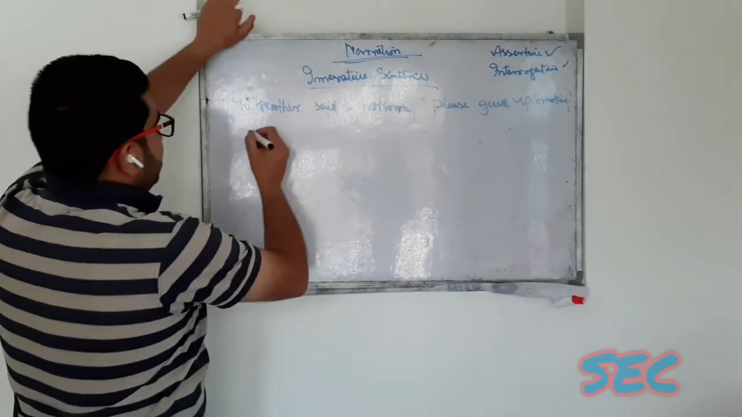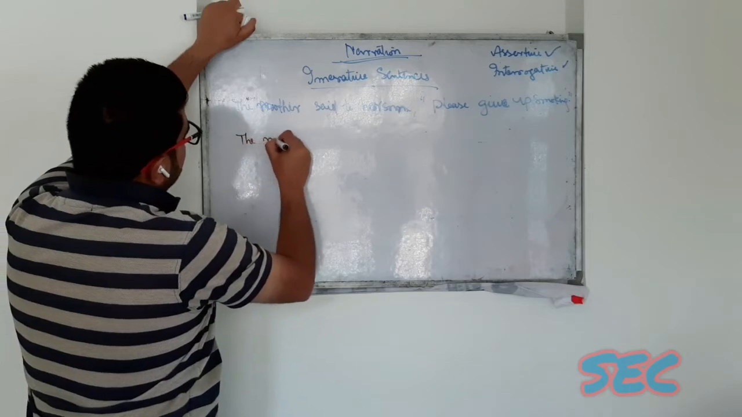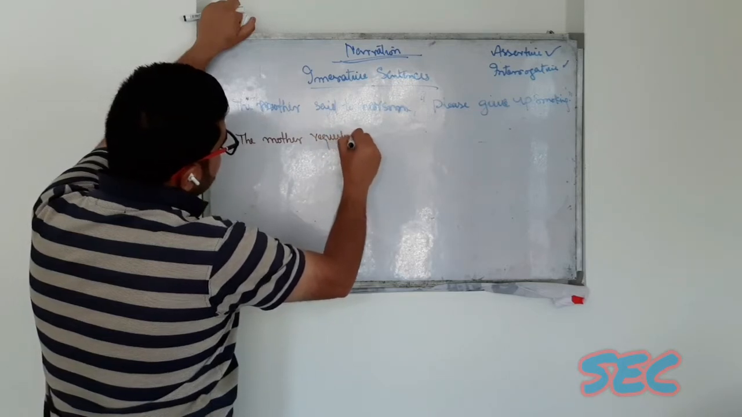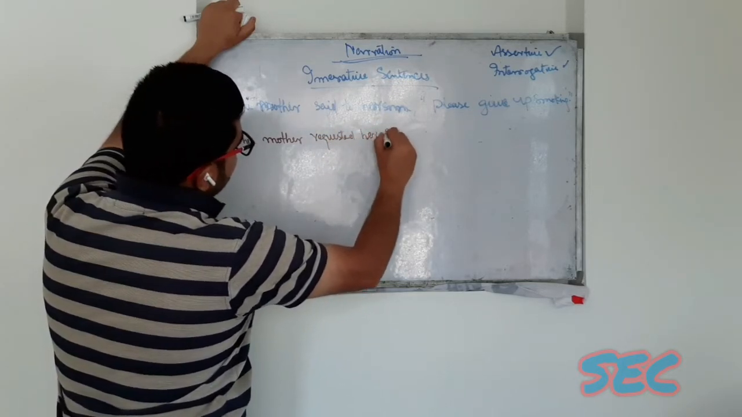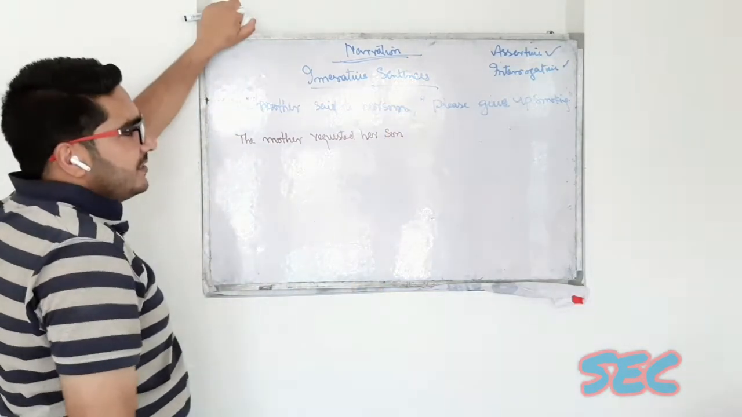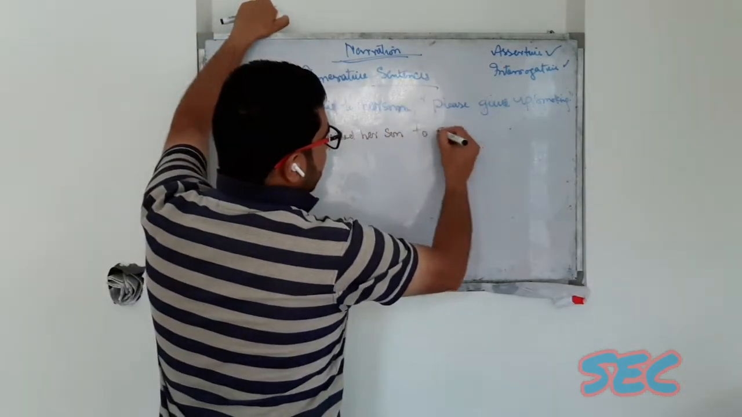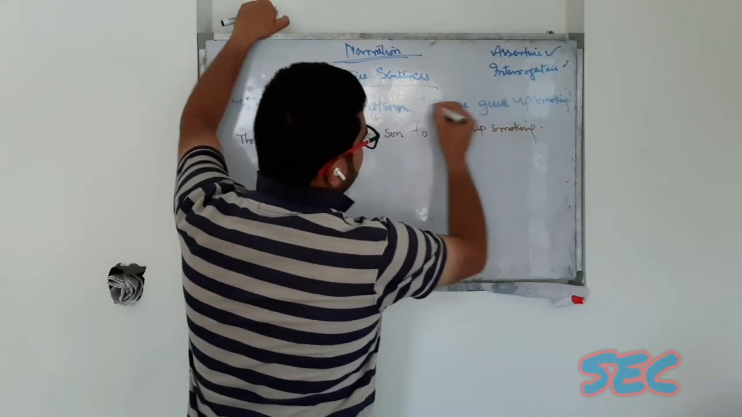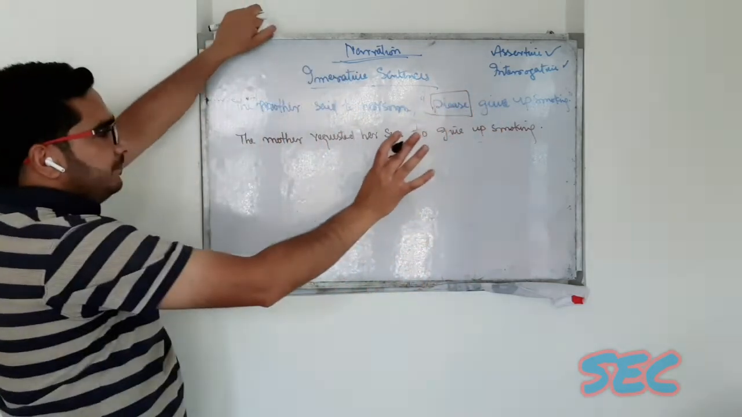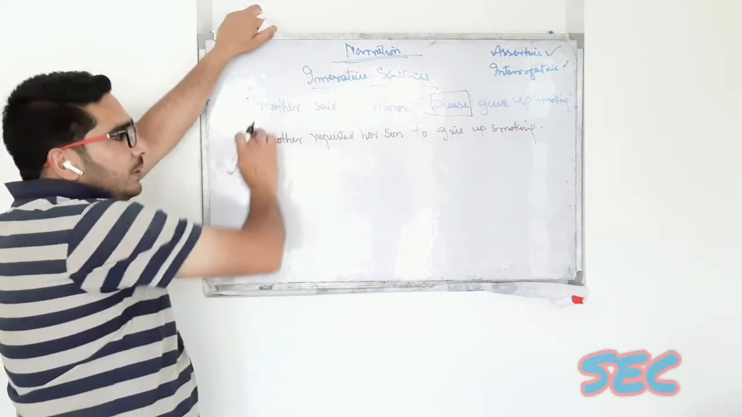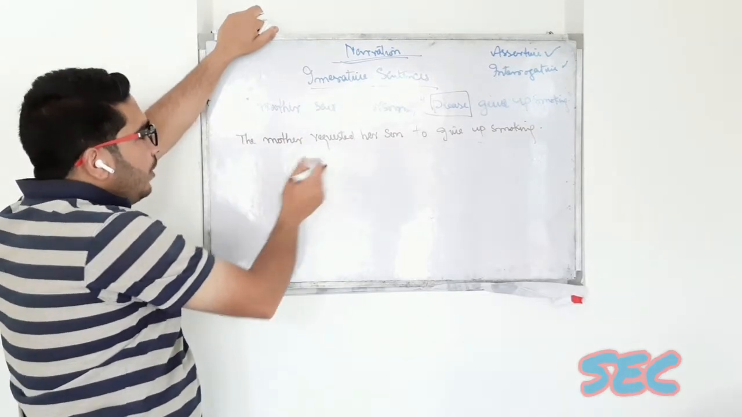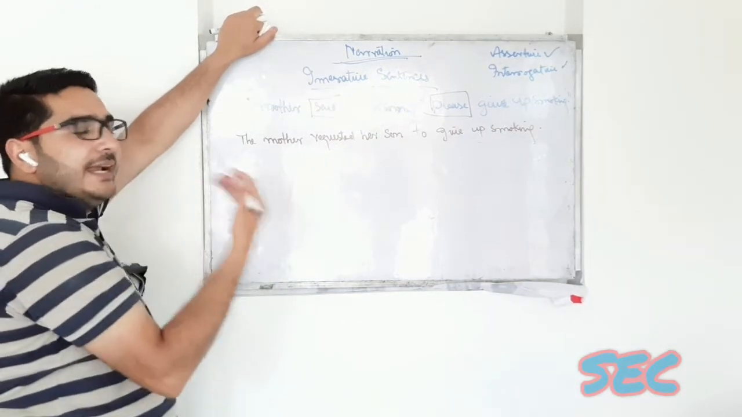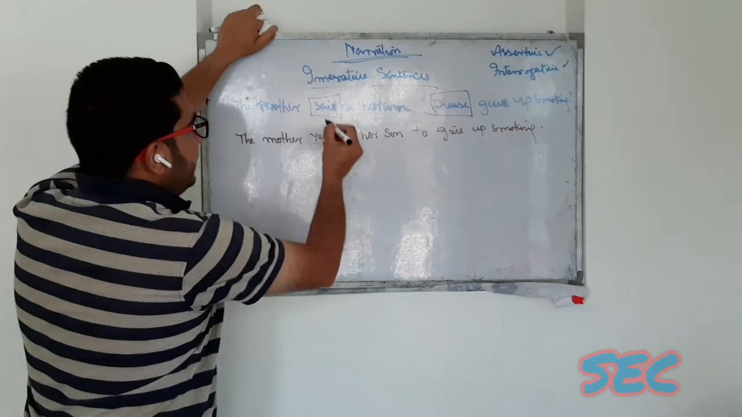See, we'll write: the mother requested her son to give up smoking. See, rule number one is the general rules. We know that. Rule number two was that the reporting verb is changed into requested, advised, ordered, etc. So here we changed it into requested.